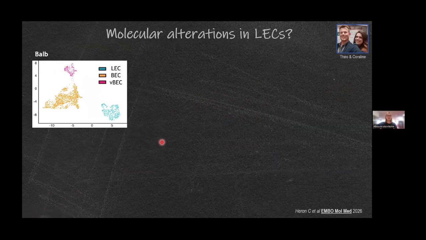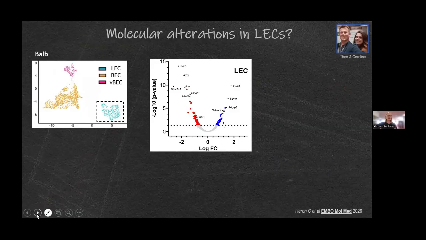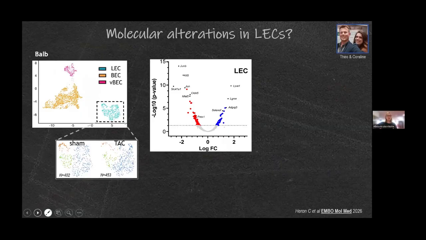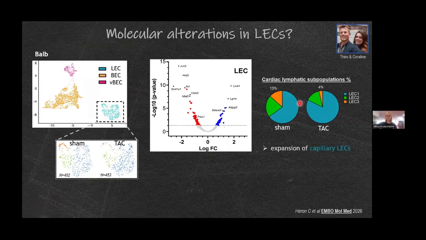To address the uptake capacity, we did a single-cell RNA-seq analysis, focusing on the LEC clusters, or lymphatic endothelial cells, and we saw lots of upregulated and downregulated genes. When we analyzed the subpopulations that made up all the lymphatic endothelial cells in the heart, we found a clear expansion of this blue cluster here, which had the capillary profile. This agrees with what we see in immunohistochemistry, that there's a selective expansion of capillary lymphatic endothelial cells after pressure overload. Then we looked at the capacity of these capillary lymphatic endothelial cells to interact with immune cells.